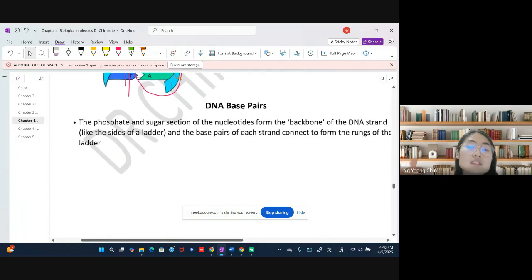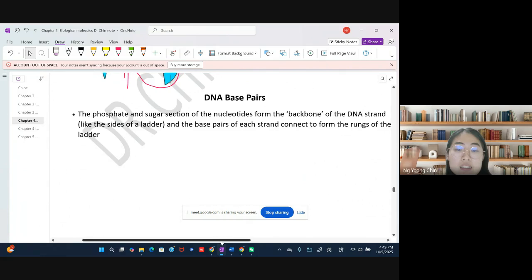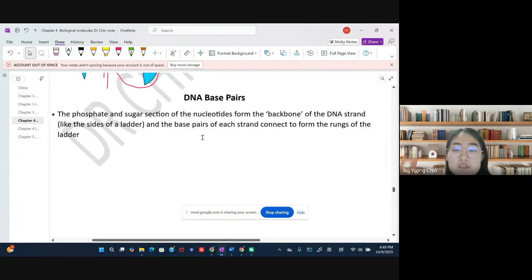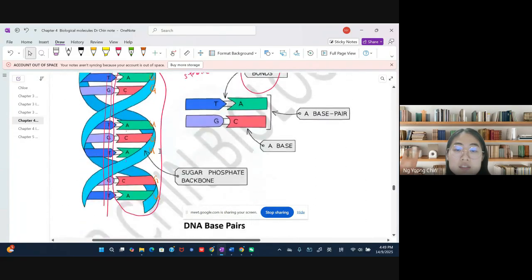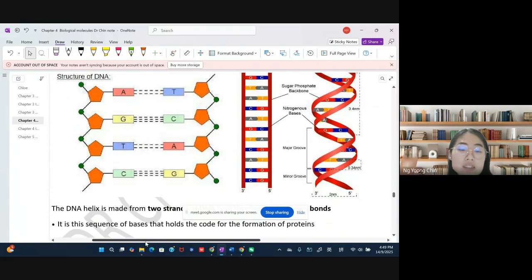Okay, so the phosphate and the sugar of the nucleotide form the strong backbone of the DNA strands. And the base pairs of each strand connect to each other to form the rungs of the ladder. Okay, so you can see this is the structure of DNA.